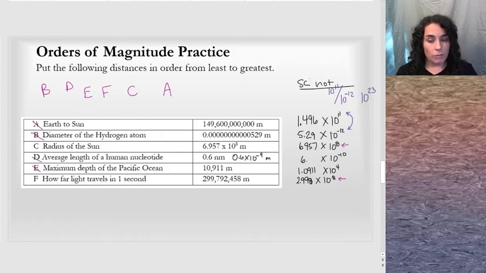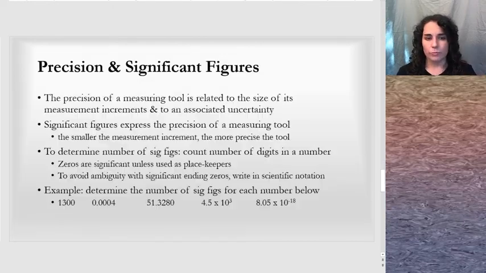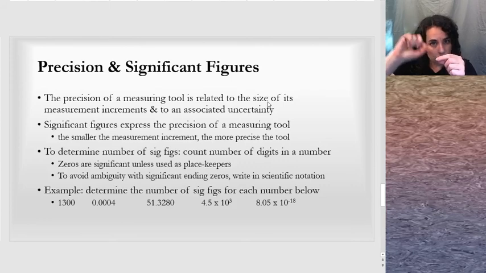So comparing magnitudes, values, getting an idea of the range of scale, right? This magnitude. The last thing I wanted to talk about in this was precision and scientific significant figures. Precision of a measuring tool is related to the size of its measuring increments, and thus to an associated uncertainty. If I have a ruler, there are little marks on it, and I can only be sure that it's past this mark and before that one, unless there's another mark in there.